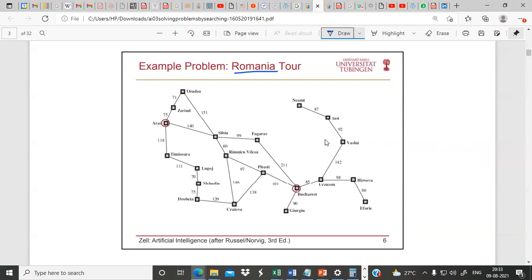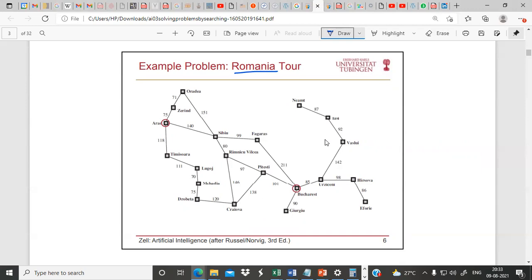Okay. And the cost of moving from one city to another city is represented through this graph. So all these vertices are the cities, and the edges represent either the cost or the time. So it wants to move from Arad to Bucharest.